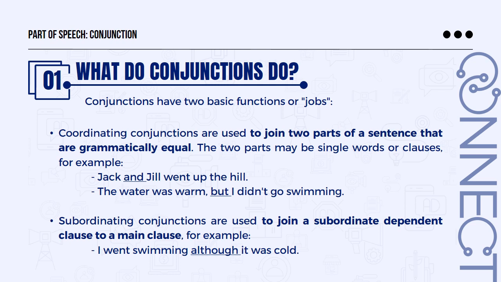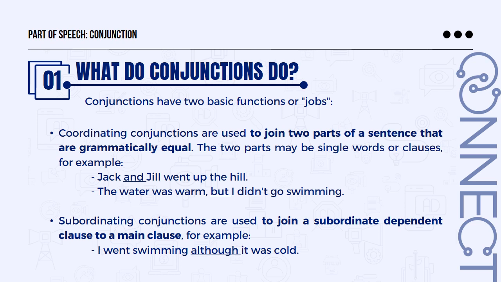The first one is that coordinating conjunctions are used to join two parts of a sentence that are grammatically equal. Ibig sabihin, pantay lamang ang kanilang estado. The two parts may be single words or clauses or even phrases. So for example, we have Jack and Jill went up the hill. So the single words there are Jack and Jill.